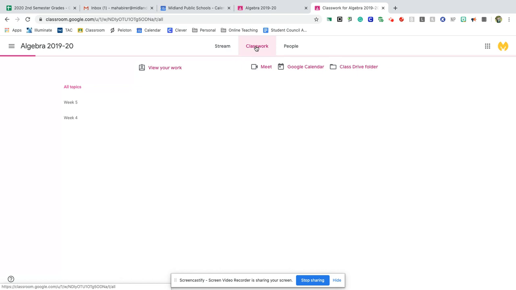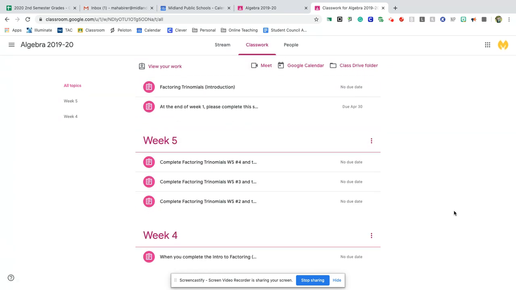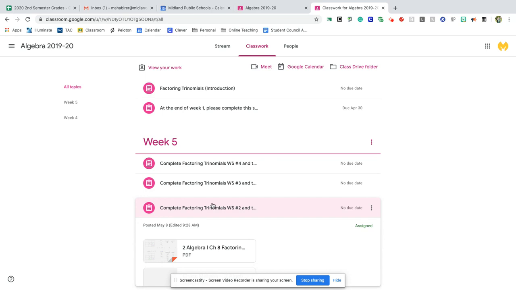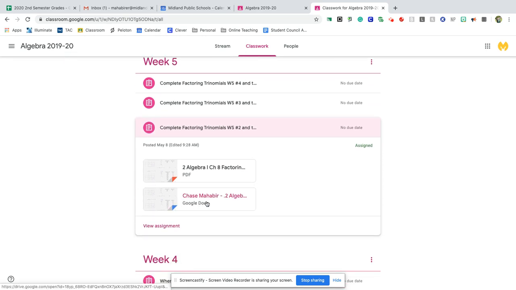I'm going to classwork and I'm going to week 5, because this is the week that we're in right now. We have 3 worksheets due by Sunday. And I'm going to click on worksheet number 2. Now, when I click on worksheet number 2, you should see the same thing that I see, there's a PDF, and there's one that has my name on it. Clearly, this isn't my name, this is Chase's name, but it would say your name, and then it would say Point 2 Algebra, Chapter 8 Factoring Trinomials, Worksheet 2. So it would have your name here.